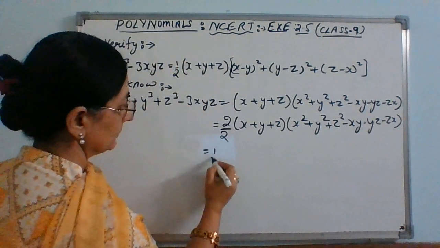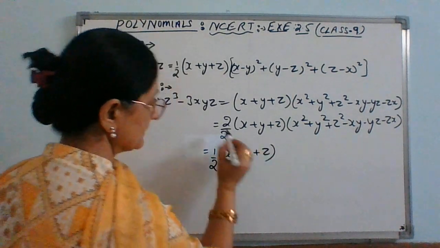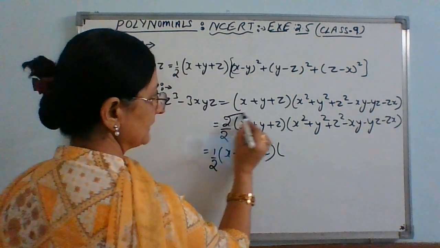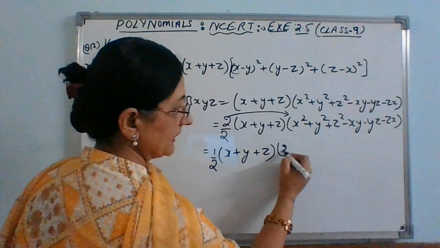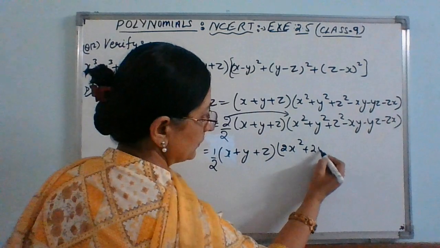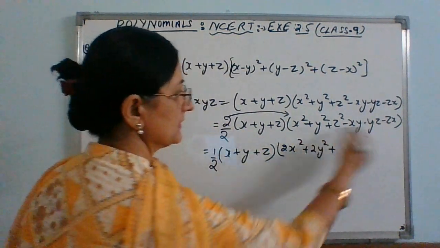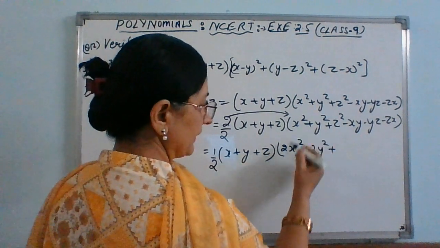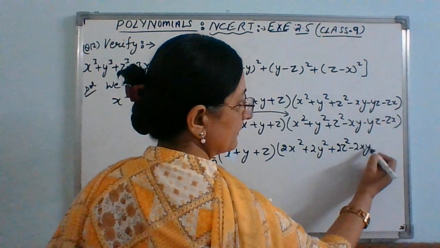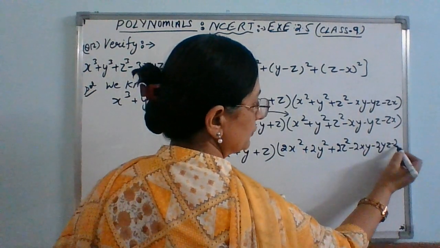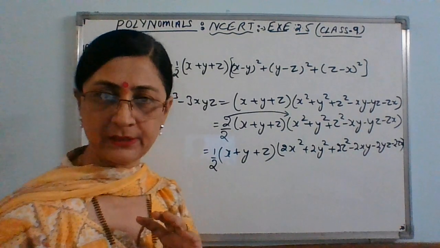Now this 1 by 2, I am keeping it here, x plus y plus z as it is. Then multiply this 2 with the terms in the whole bracket. You are supposed to multiply this 2 with each and every term of this bracket. So it becomes 2x square, 2y square, 2z square minus 2xy minus 2yz minus 2zx. Right? Done. First I divided and multiplied by 2.